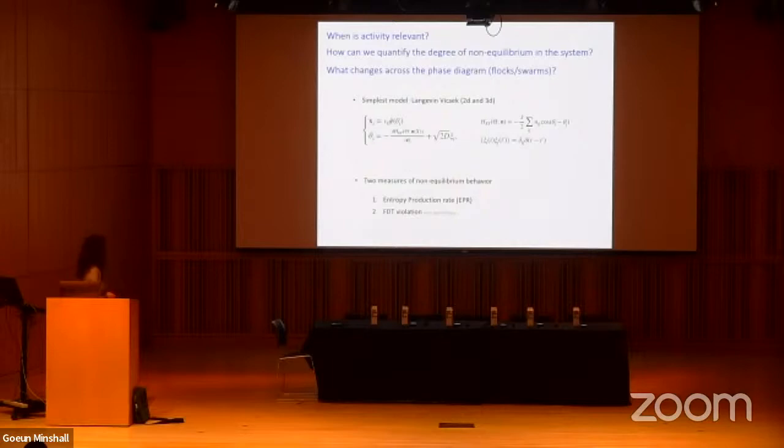And starting from this simple equation, these are the same equations that I've shown you before, but in 2D, which is even simpler, okay? So one can start from this equation, the update equation for the velocity that is in 2D represented by an angle, and the update equation for the position, and try to compute something that quantifies the degree of non-equilibrium of the system. What is this something? So there is a quantity that people have been using a lot to quantify the degree of non-equilibrium of a system, which is the entropy production rate.